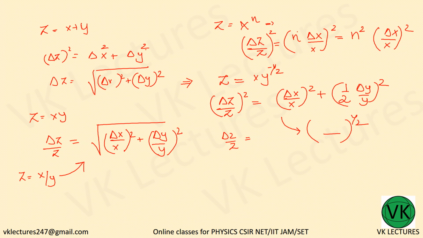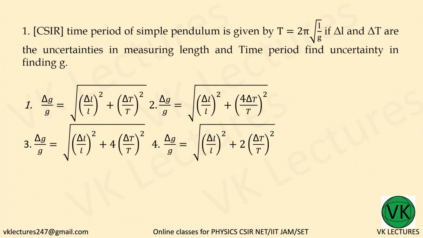Okay, kindly read the question carefully. So time period t is given and delta t. Now we want the uncertainty in g. So as we have done in the previous case, let us write g is equal to 4 pi square L divided by t square.